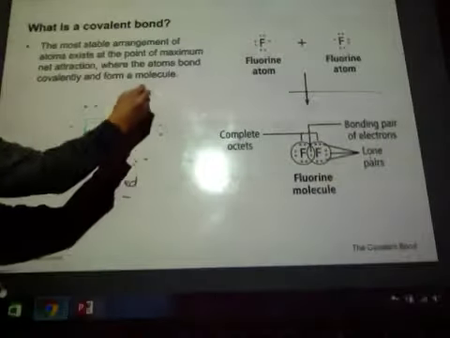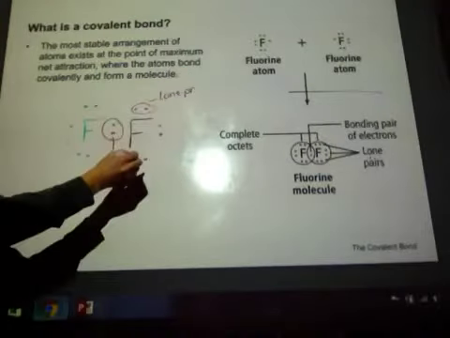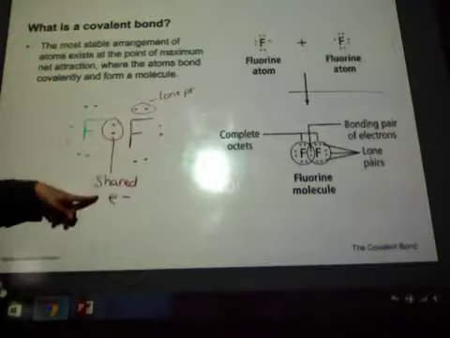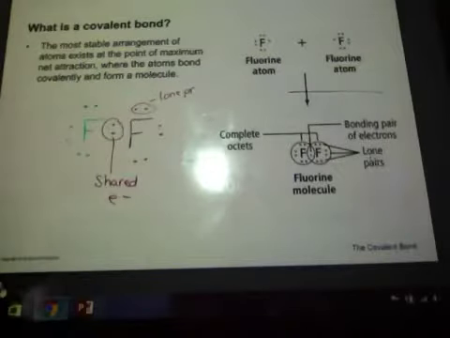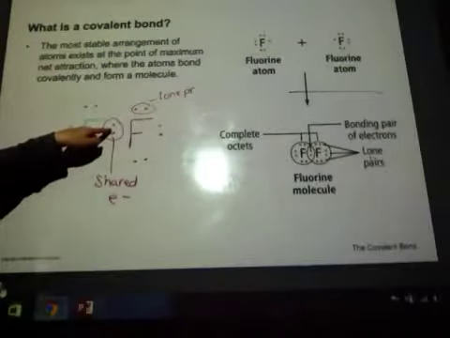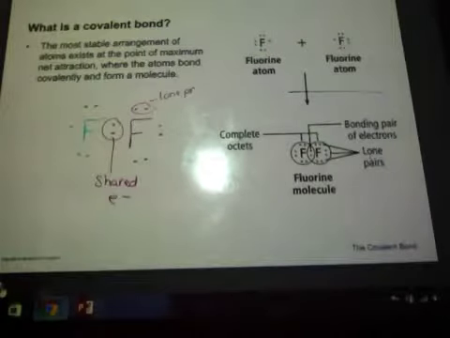So this is a lone pair. This is a lone pair. This is a lone pair. These are called shared electrons and also bonding electrons. So what happens is the bond occurs where those two electrons are shared.